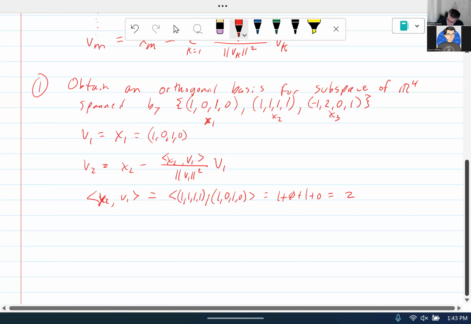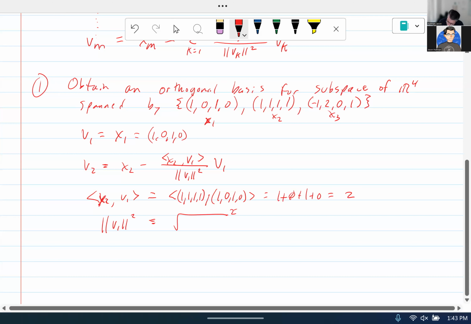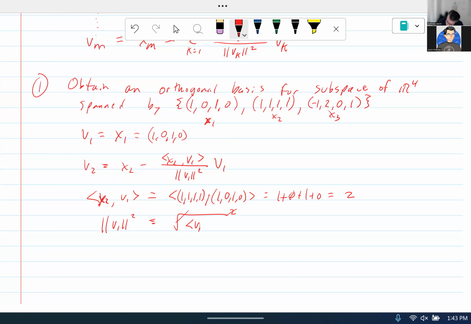Now let's find out what's the norm of v1 squared. So the norm of v1 squared, that's going to be equal to the square root for the norm, but then I'm going to square it, so those are going to cancel each other out. And it's really just going to be v1 standard inner product with v1.